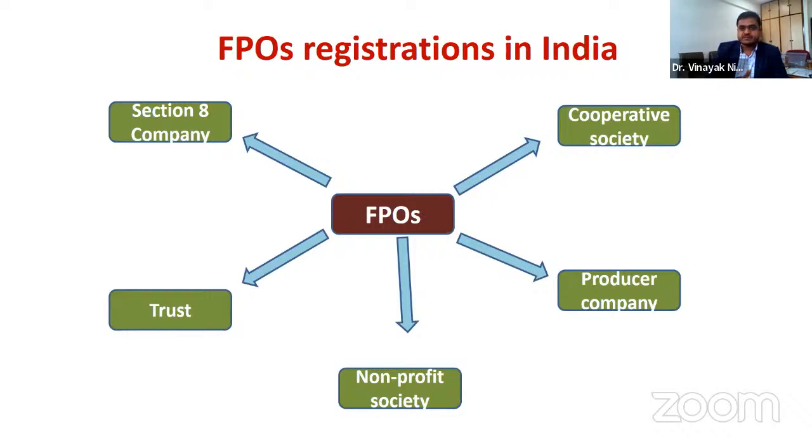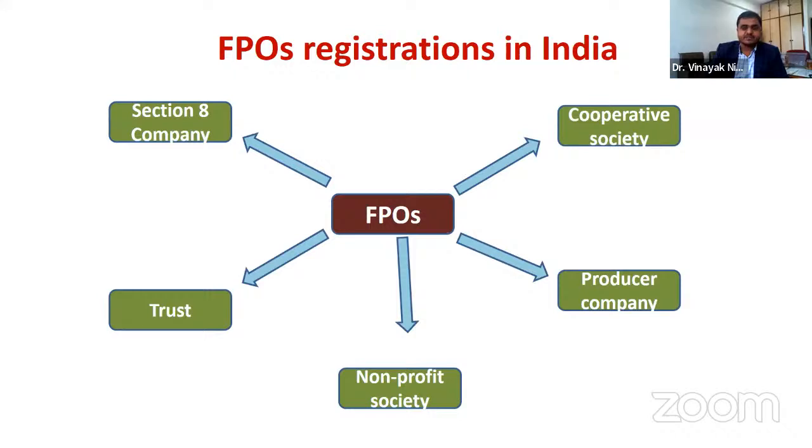That is the major difference from the producer company. The producer company can share its profit among the members, but a Section 8 company is non-profit, though both are formed under one act, the Indian Companies Act. Then next one is trust, the farmers trust.